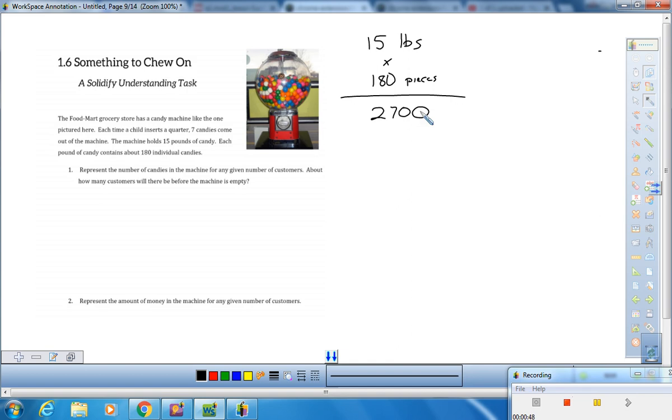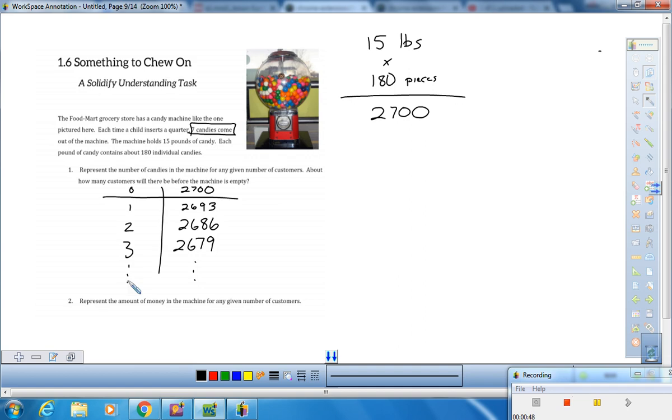Represent the number of candies in the machine for any given number of customers. Well, what's each customer do? They take out about 7 pieces of candy each time. Okay, so after 0 customers, we had 2,700. After 1 customer, we would have 2,700 minus 7, so 2,693. 2 customers, 2,686, I think. 3 customers, 2,679, and it keeps going.